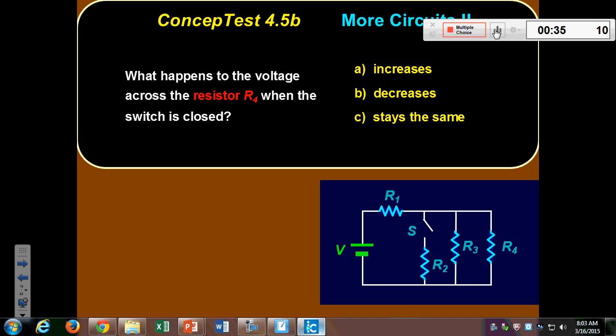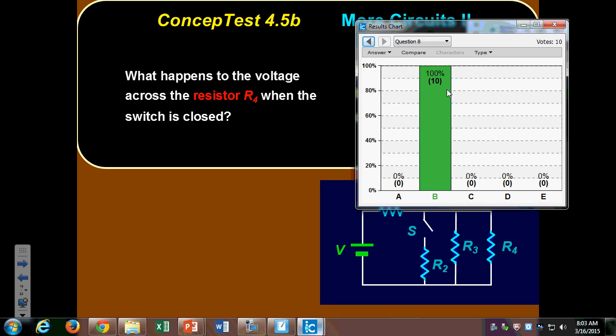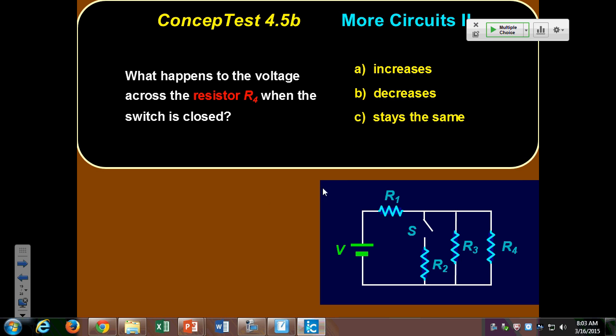Right, I'll stop at 40. B is the right answer. Very good. What is Mozart doing right now? Decomposing.